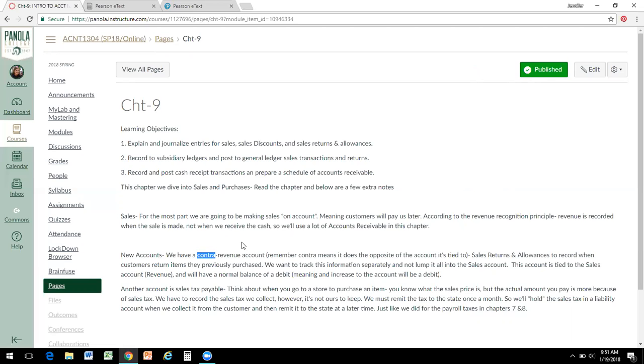So we've got to think back to debit and credit. What increases a revenue? A credit, right? Because it's on the credit side. A credit will increase a liability, owner's equity, or revenue account, right? So if a credit increases a revenue and a debit decreases a revenue account, then the contra revenue does the opposite.